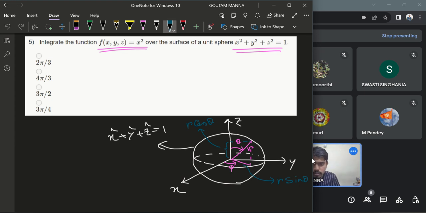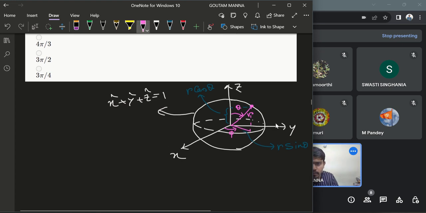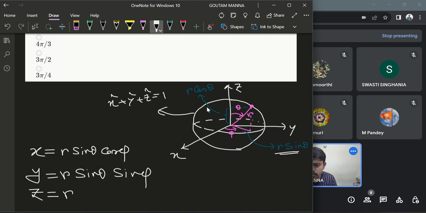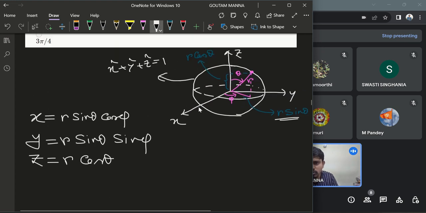So this angle is theta and this is r, so this will be r cos theta. You can see it is nothing but the z coordinate of this point. The x component will be, so this is r sine theta, and if I take the projection on the x axis, it will be r sine theta cos phi. Y will be r sine theta sin phi, and z will be r cos theta. And this r is 1, so let me remove this r.